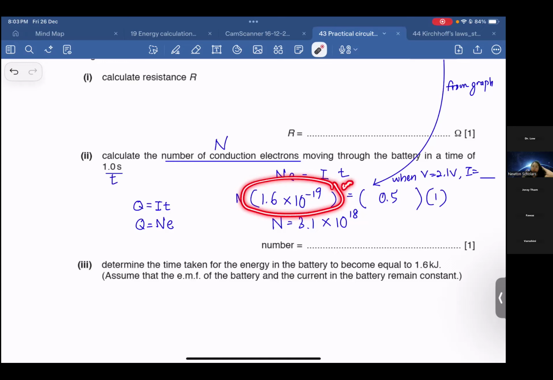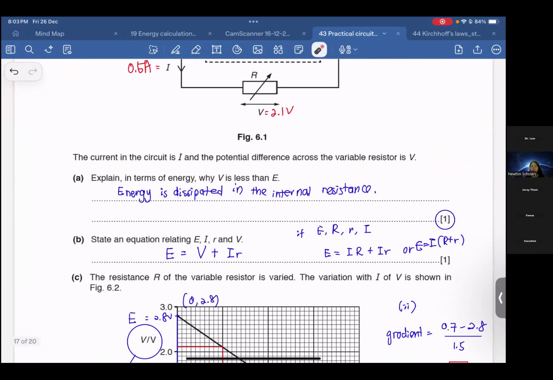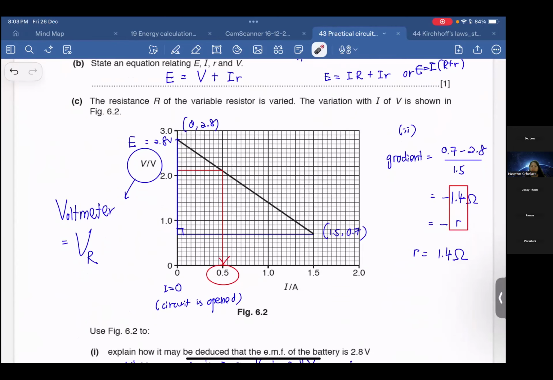Okay, so any other questions? Should be fine, right? If you don't know where the I is, you must be very clear about the question. What is the question asking? When V equals 2.1 volt, the whole circuit current is 0.5. How do I know? From the graph here. From the graph, we already know. Okay?